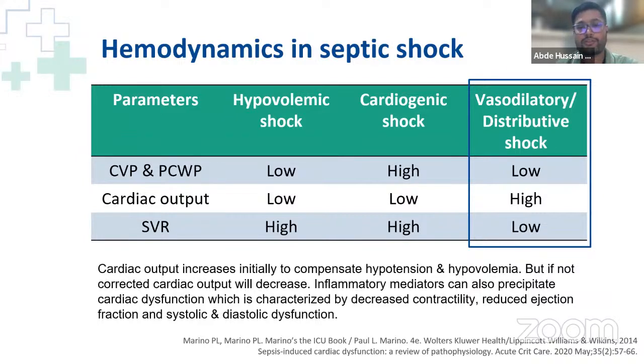Now, what are the hemodynamic changes in septic shock? We have seen hypovolemic shock, cardiogenic shock, and various changes in distributive shock. In septic shock, the CVP is low. This is because of the loss of volume, as the volume has shifted from the intravascular to the extravascular space. The cardiac output initially is high, but can reduce subsequently because of the effects of sepsis. The systemic vascular resistance is low because of the vasodilation.